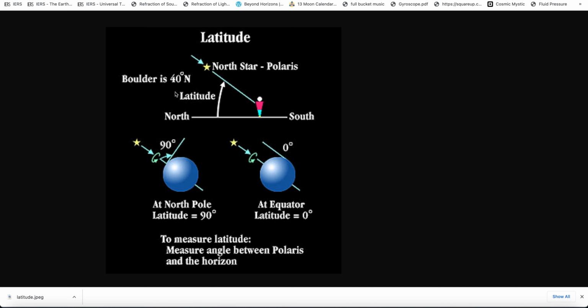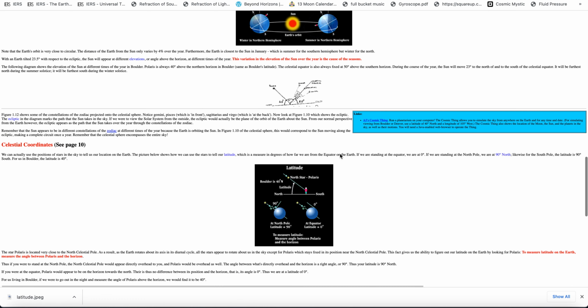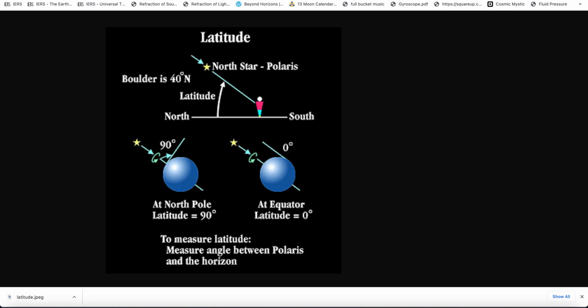This is from this site, w.astro.berkeley.edu. It's up here, and this is where this diagram comes from. So latitude: Boulder, Colorado is 40 degrees north latitude, I think. North, south, North Star, Polaris, 40 degrees. To measure latitude, measure the angle between Polaris and the horizon.